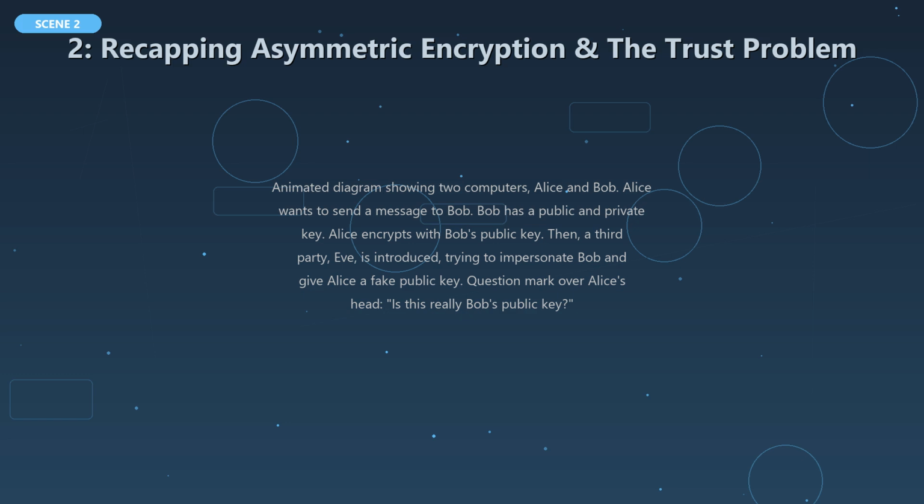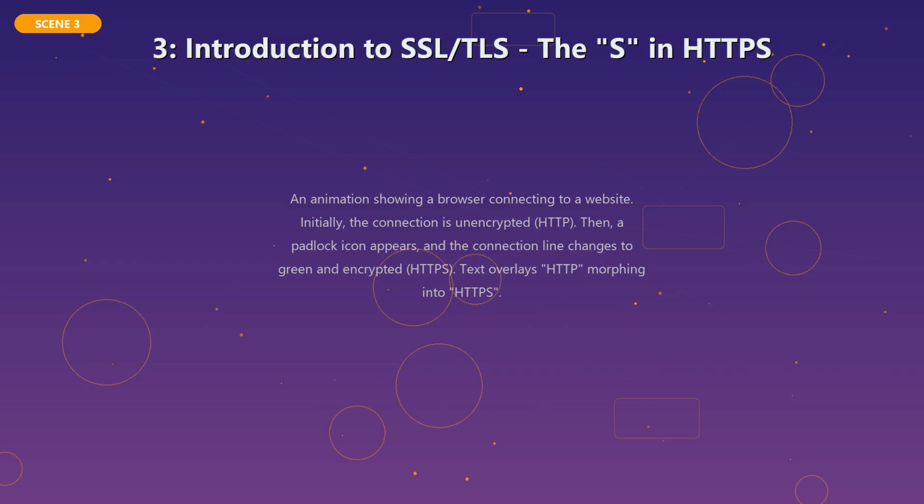In the vast, anonymous expanse of the Internet, we need a reliable way to verify identity and ensure that the public key we're using truly belongs to the entity we intend to communicate with. This is where digital certificates and the entire public key infrastructure come into play. The trust problem is precisely what protocols like SSL and TLS were designed to solve, providing the S in HTTPS. When you type https:// into your browser, you're not just requesting a web page, you're initiating a complex dance of cryptographic operations designed to establish a secure, encrypted, and authenticated connection with the website server.